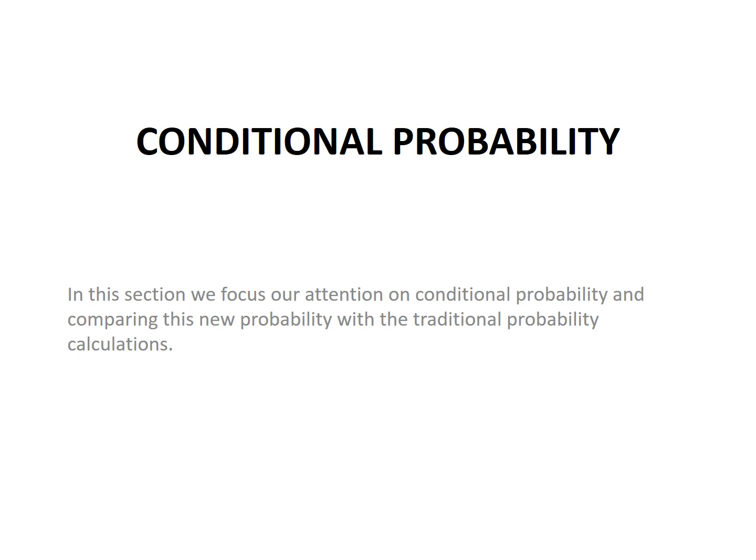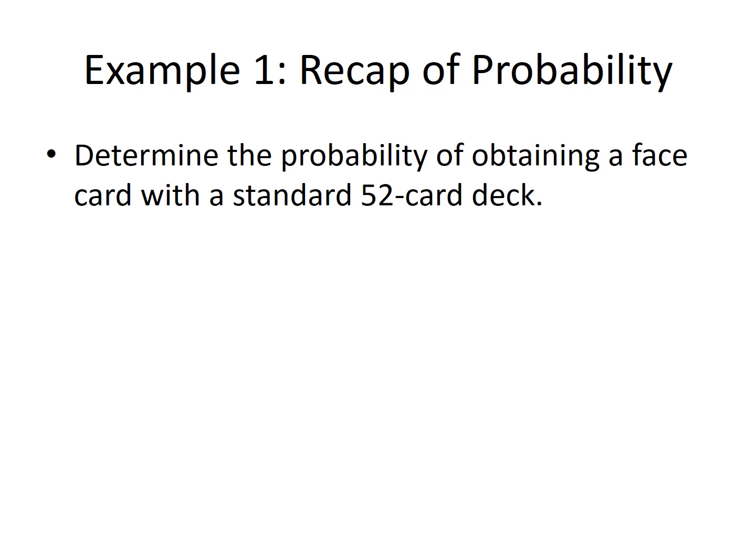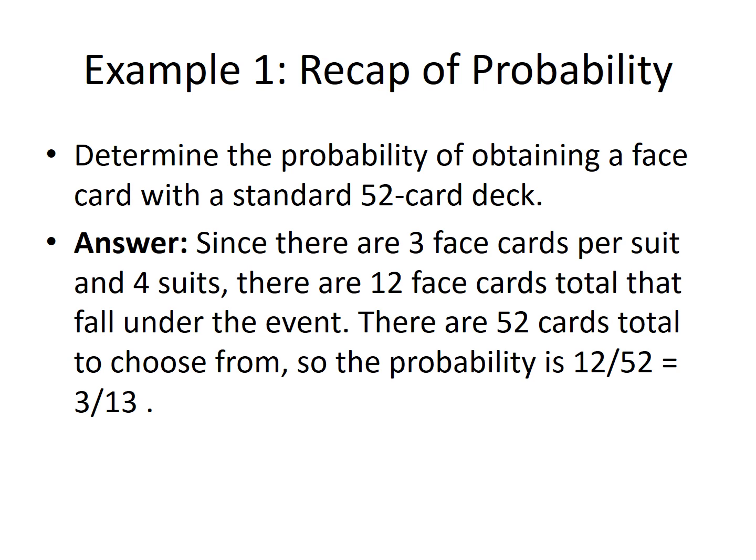In this section, we focus our attention on conditional probabilities and comparing this new probability with the traditional probability calculations. So let's recap some probability. Determine the probability of obtaining a face card with a standard 52 card deck. Since there are 3 face cards per suit, and four suits, there are 12 face cards total that fall under the event. There are 52 cards total to choose from, so the probability can be computed as 12 divided by 52, or 3 divided by 13.